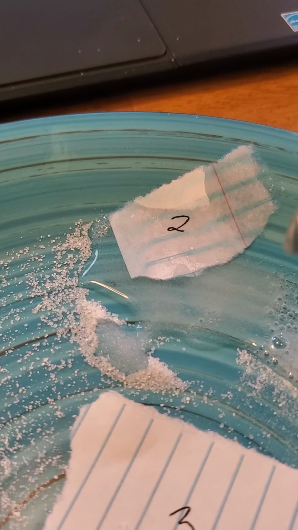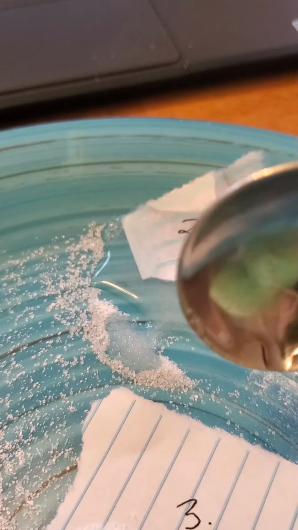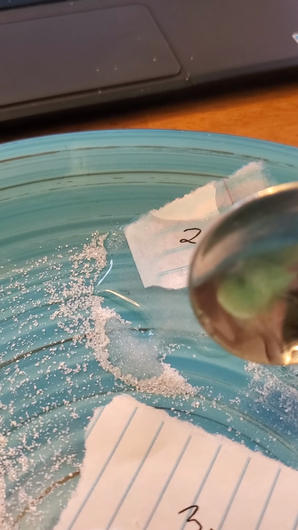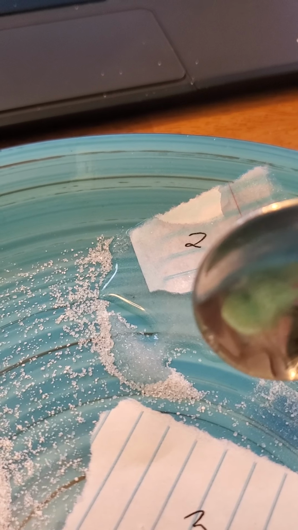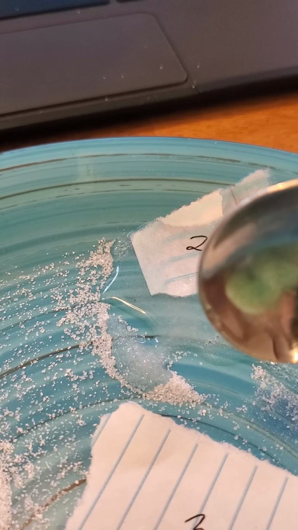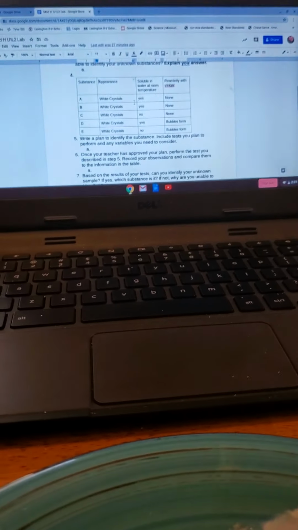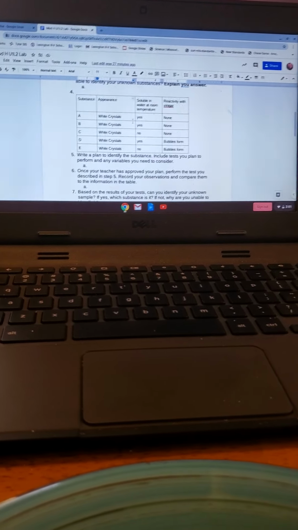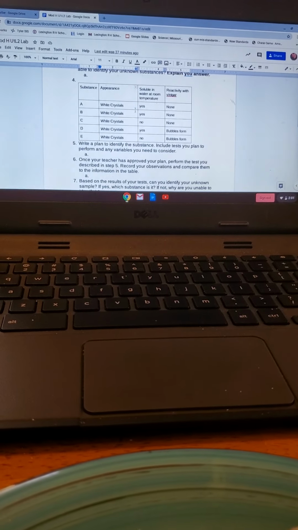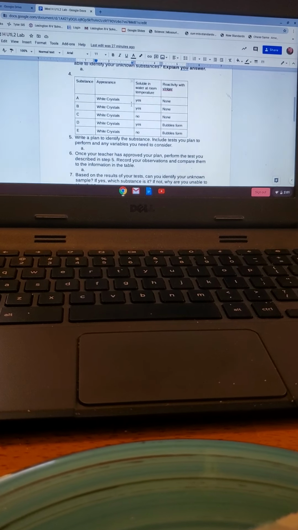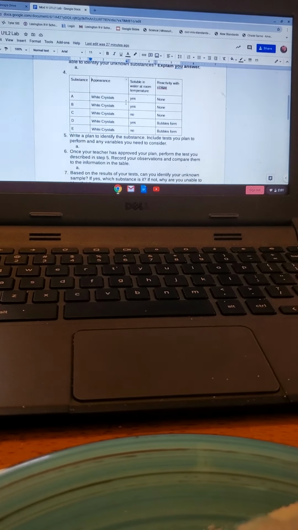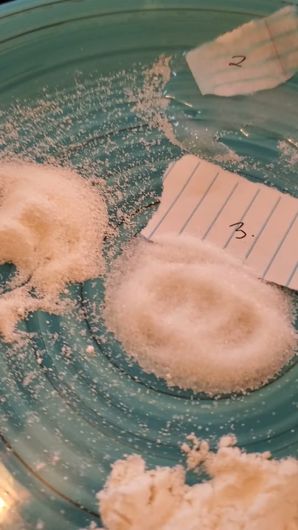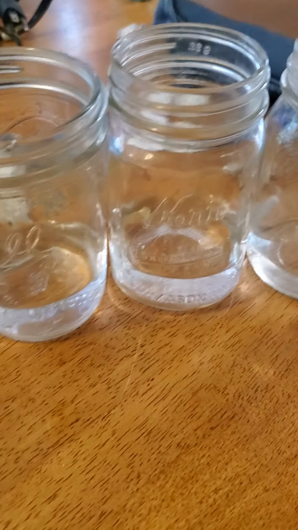But as you can see, like right here, it doesn't foam. It just starts to dissolve. So therefore this one is a yes to soluble, but no reaction to vinegar. So that could be either A or B. Let's try 3 though. Okay, 3, picking some up, putting it in there.